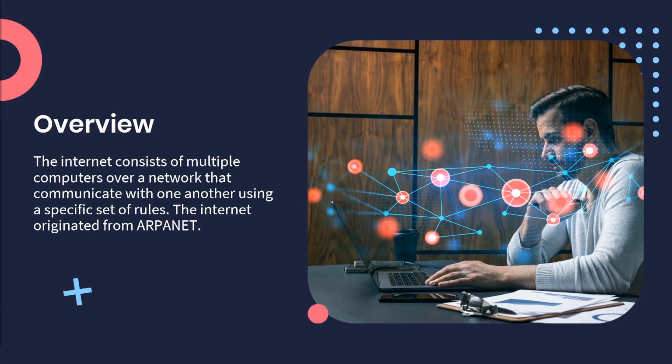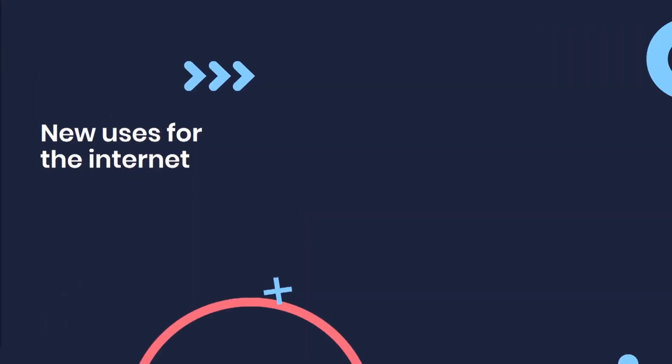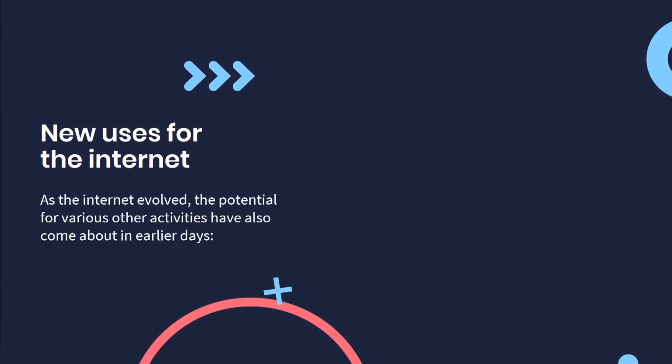Now, the internet also originated from this program called ARPANET, which was initially a defense program by the US government. So back then, the internet was never available for public use until today. Now, when the internet did become publicly available, there were certain things that were now possible that we know today.